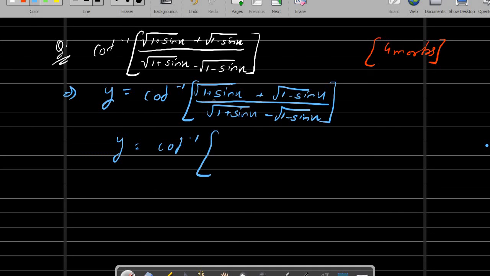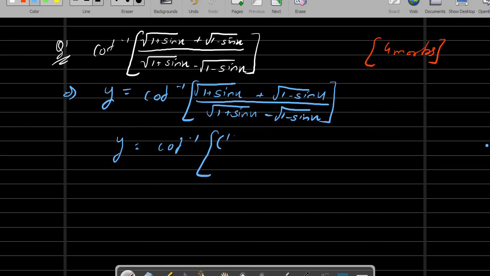Now you can see this under root 1 plus sin x. The first thing that should strike your mind is, if you take substitution, then also it would be solved, but according to me that would be a little longer. But what I think is we can also rationalize this whole function that's inside this bracket. So I'll rationalize each of the given terms individually.